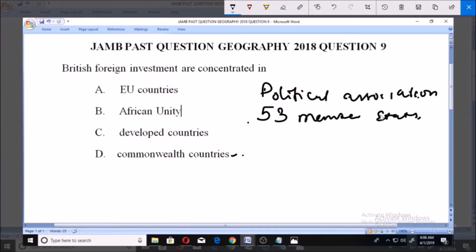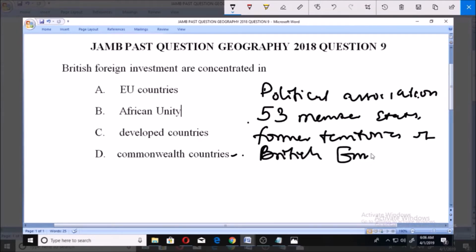Nearly all of them are former territories of the British Empire. Some of the member nations include Nigeria, Zambia, Rwanda, etc. And the foreign investments of Britain are primarily concentrated on these regions.